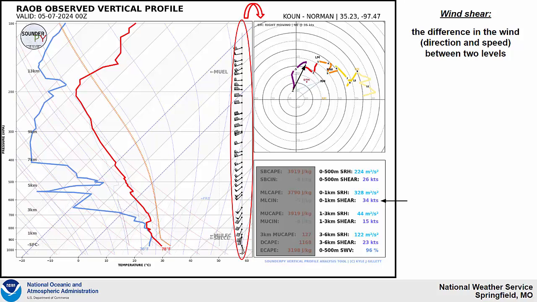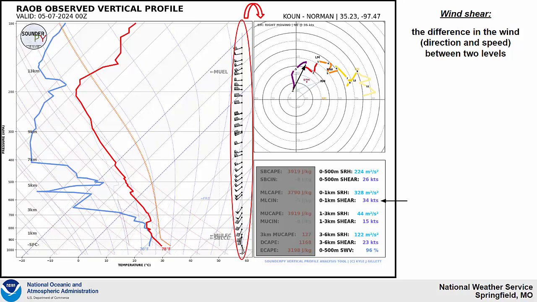To calculate shear between the surface and 1 kilometer above ground level, draw a vector from the surface point on the hodograph to the 1 kilometer point. Shear has both a speed and direction depicted by this vector. As listed below, there are 34 knots of shear between the surface and 1 kilometer. The amount or magnitude of shear corresponds to the length of this vector. It can be calculated by subtracting the wind speed at the top of the layer from the wind speed at the bottom of the layer.